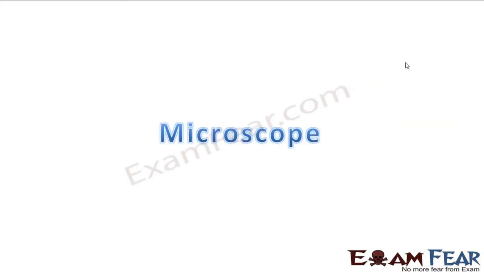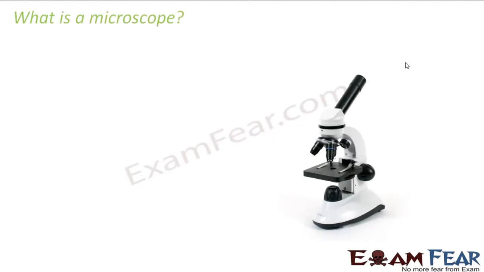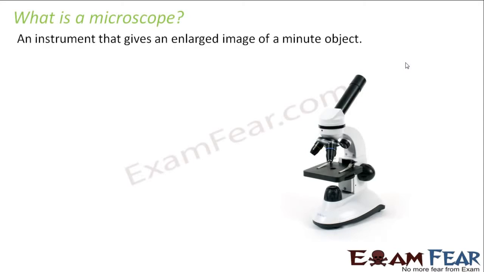Let us now talk about the next optical instrument, that is the microscope. So what is a microscope? You would have seen this, maybe you would have worked with a microscope in your science labs. It is an instrument that gives an enlarged image of a minute object. So that means you have a very small object and you get a very magnified image of that object. So the magnification plays a very important role in case of a microscope.